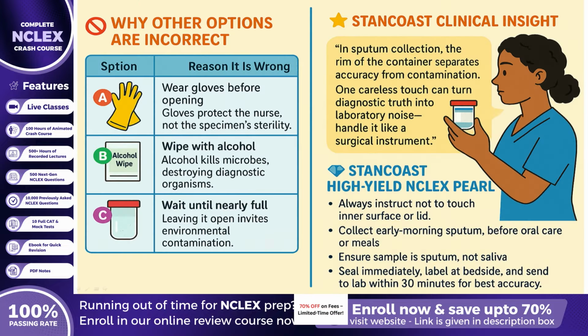Option A, which suggests wearing gloves before opening the container, is a good infection control habit but does not specifically preserve the sterility of the container. Gloves protect the individual but cannot prevent contamination if the sterile inner surface is touched. Option B, recommending wiping the container with alcohol, is incorrect because alcohol can destroy the organisms meant to be cultured and offers no benefit to the sterile inner surface.